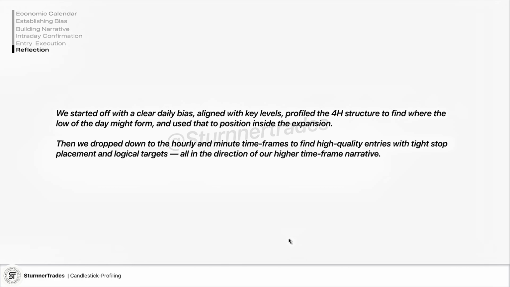Now, just to quickly reflect, we started off with a clear daily bias, aligned with key levels, profiled the 4-hour structure to find where the low of the day might form, and used that to position inside the expansion. Then we dropped down to the hourly and minute time frames to find high quality entries with tight stop loss placement and logical targets, all in the direction of our higher time frame narrative. So 2 clean trades on gold this week, nothing forced, everything framed with intent and executed with clarity.